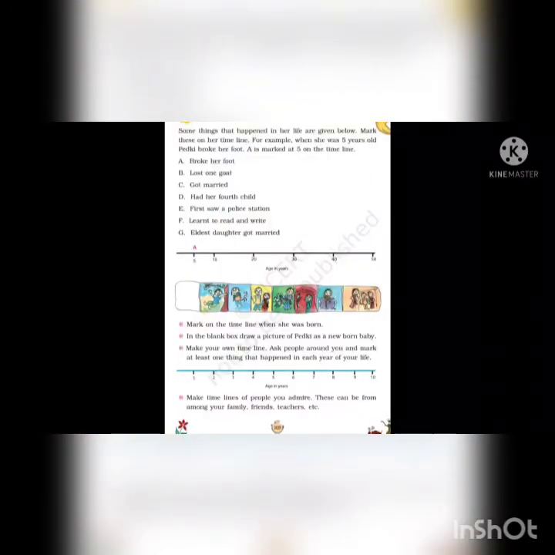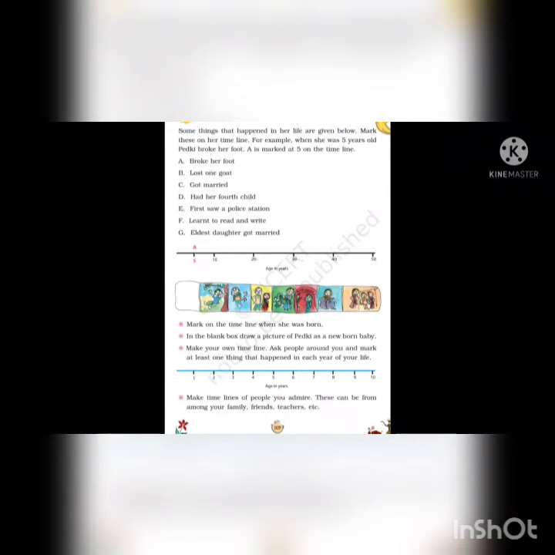Next, some things that happened in her life are given below. Mark these on her timeline. For example, when she was 5 years old, Petki broke her foot. Okay, A is marked at 5 on the timeline. So here some of the things are given to you, A, B, C, D, E, F, G. Okay, you have to mark these things according to her age, that at what age, what happened to her. And the timeline is also given below.